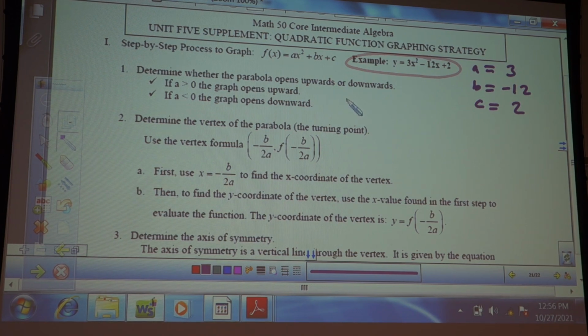Does it open upwards or downwards? That depends entirely upon my A. Is it happy or sad? It's happy. A is positive, so it's happy. If it's unhappy, if A is less than 0, it opens downwards. A is negative. So, does that make sense for folks?